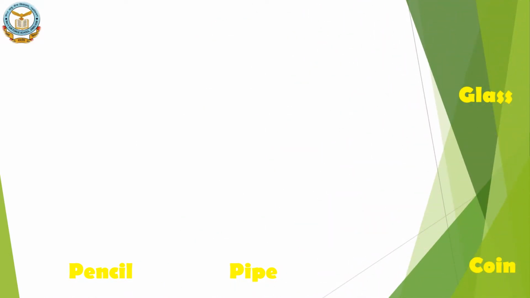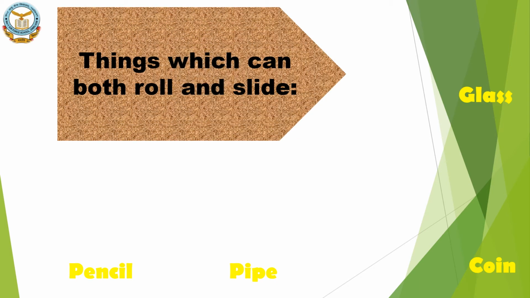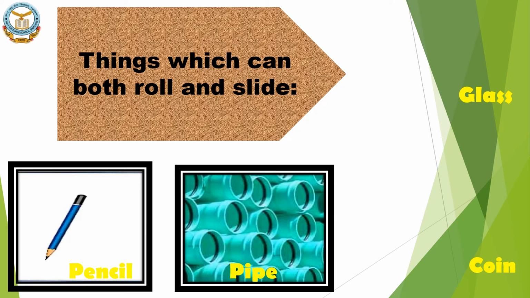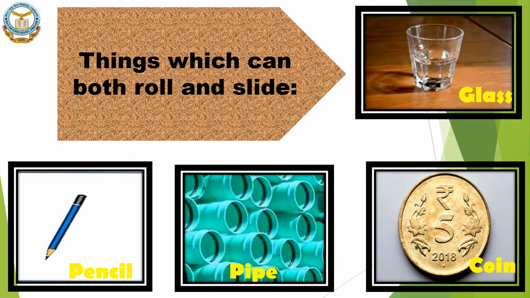Students, as I already told you that there are some objects which can both roll and slide over the surface. So here are some examples. Pencil, pipe, coin and glass. These are some examples which can both roll and slide over the surface. You can easily observe both type of movements by doing experiment with coin. So enjoy doing it.